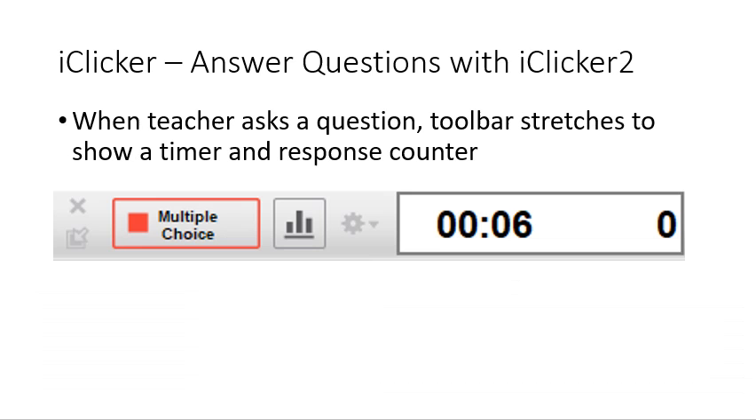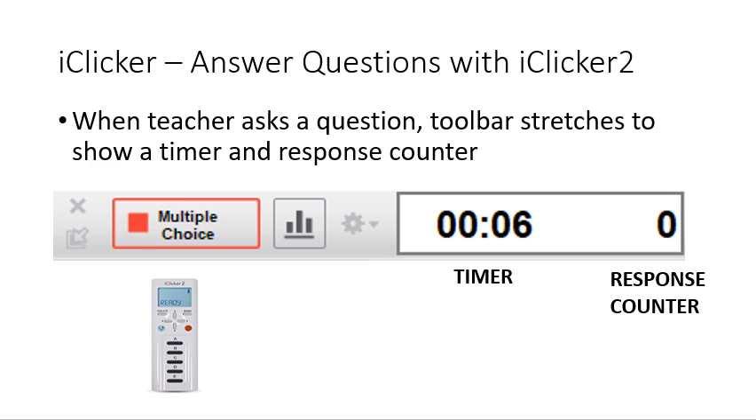When the teacher asks a question, the toolbar will expand to show a timer and a response counter. You can then start submitting your answer. If the timer is counting up, you can change your answer until the teacher manually stops the poll. If the timer is counting down, polling stops automatically when it reaches 0. The response counter shows how many students have submitted an answer. You can change your answer for as long as the polling hasn't stopped.